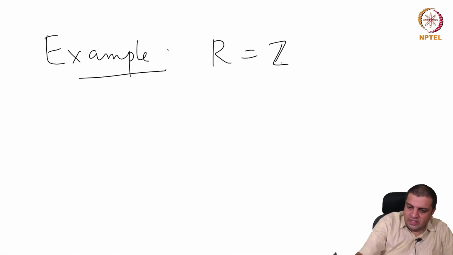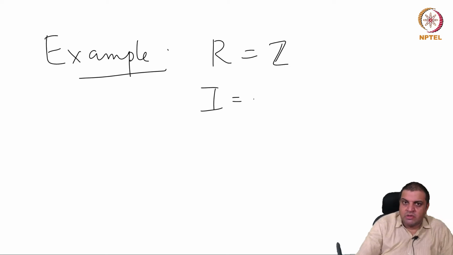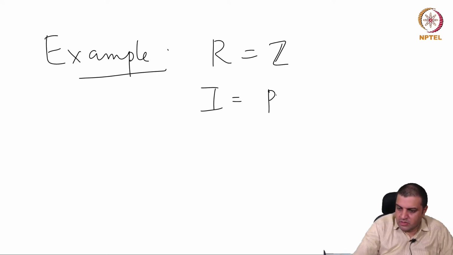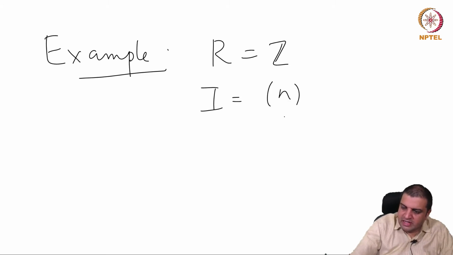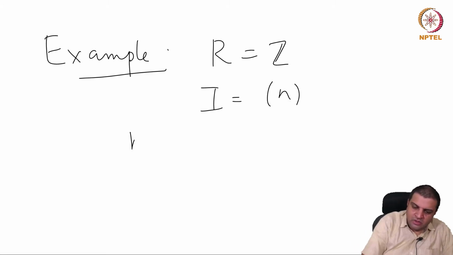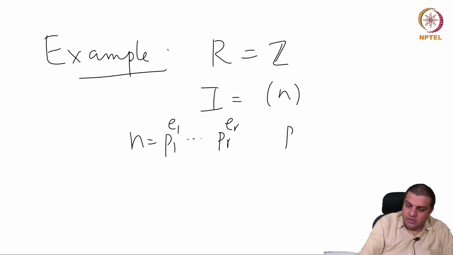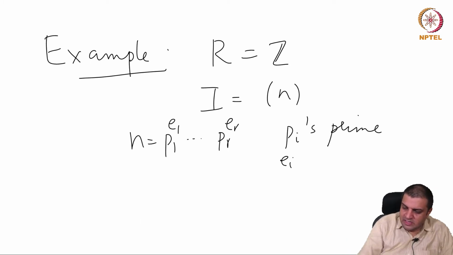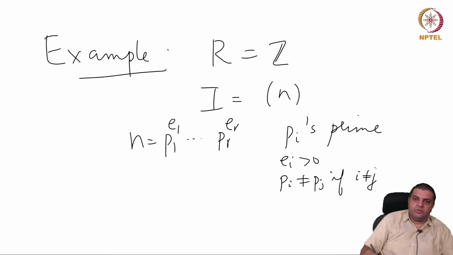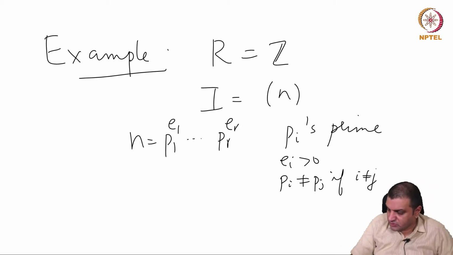If you take R to be Z and I to be some ideal, every ideal is principal, so I is generated by some N, where N is P1 to the E1 up to PR to the ER, with each Pi prime, the Ei positive, and Pi different from Pj if i is different from j. Okay, so we have this. Then what is the irreducible decomposition?